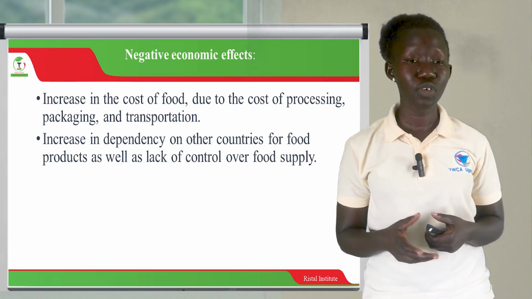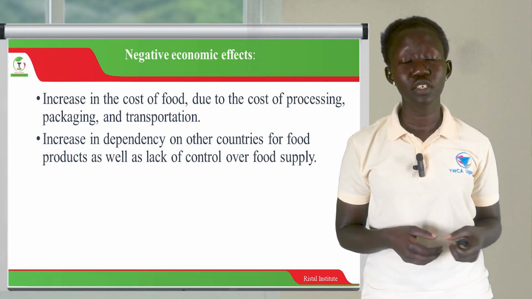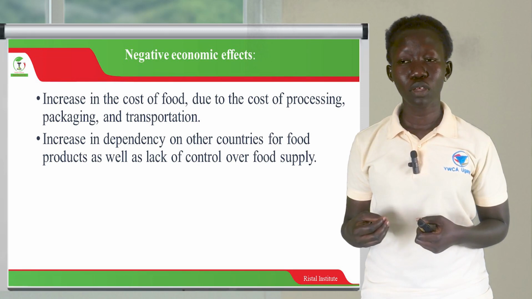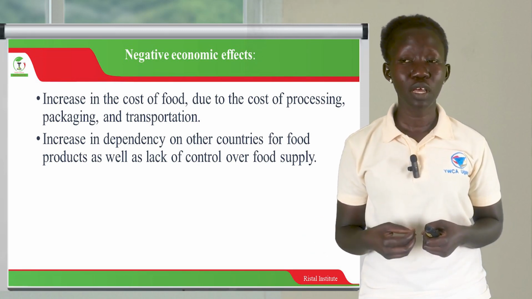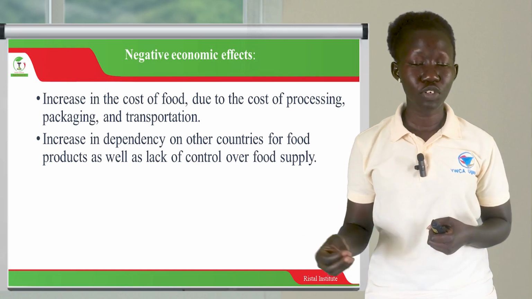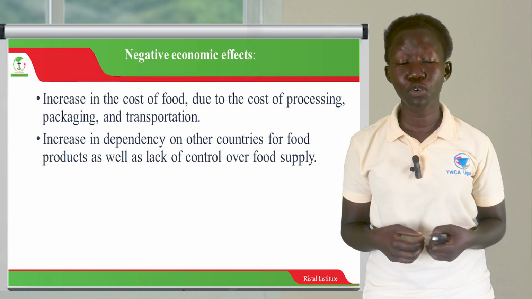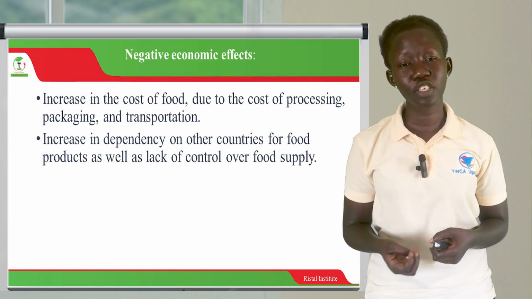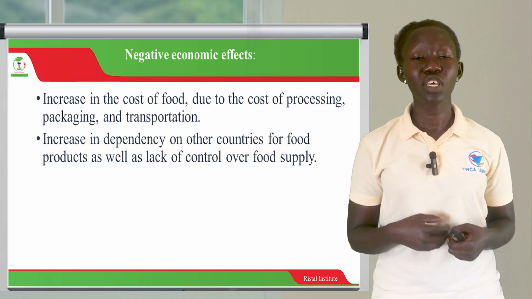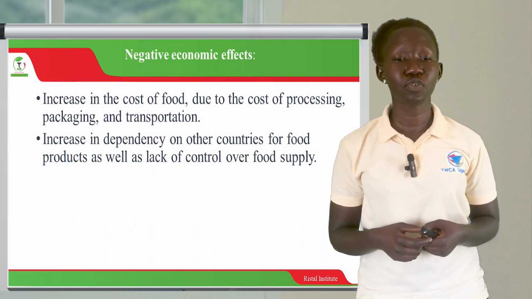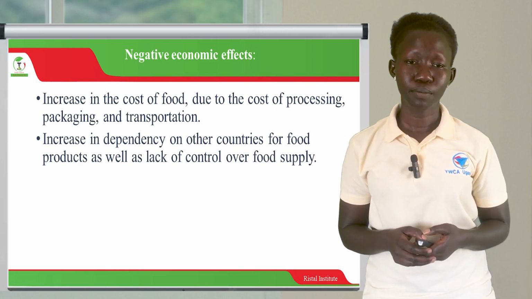Food processing can also increase the cost of food due to the cost of processing, packaging, and transportation. So it is better for you to get that food from the farm than get it from the factory. Because in the factory, they're going to add on all the costs for transport, packaging, and processing. And this will make the good more expensive. Food processing also increases dependence on other countries for food products, as well as lack of control over food supply.